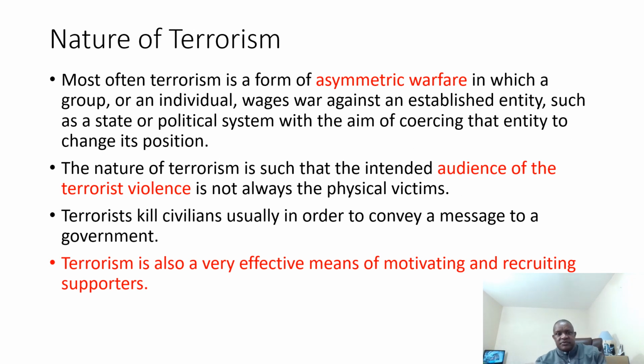The nature of terrorism. Most often, terrorism is a form of asymmetric warfare in which a group or an individual wages war against an established entity such as a state or a political system with the aim of coercing that entity to change its position. The nature of terrorism is such that the intended audience of the terrorist violence is not always the physical victims. Terrorists kill civilians usually in order to convey a message to a government. Terrorism is also a very effective means of motivating and recruiting supporters.